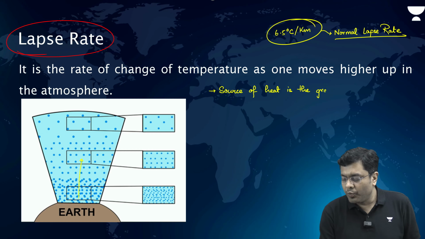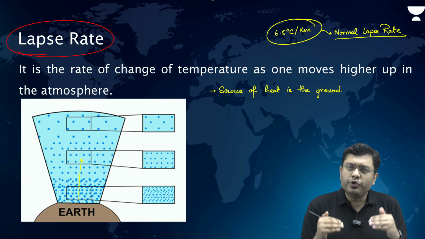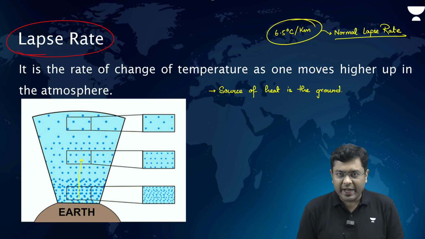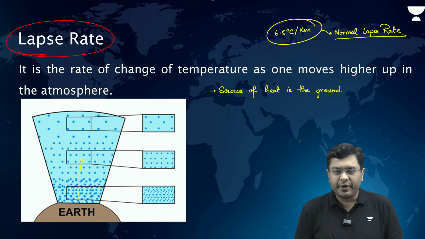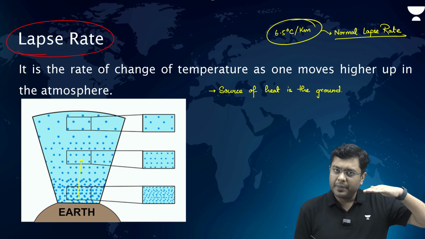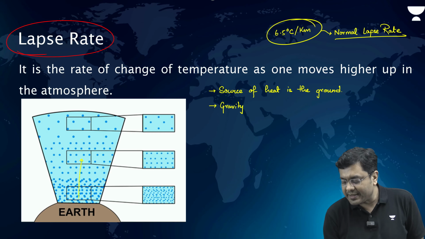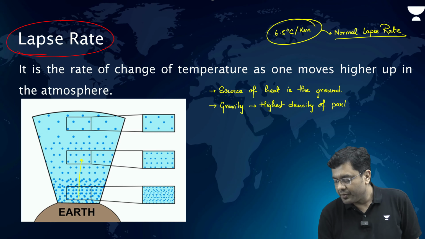Now, another important fact why you have lower temperature higher up is that as you move higher up in the atmosphere, the density of air particles tends to reduce, and reduce quite drastically. Density of air particles is maximum closest to the surface and it tends to reduce higher up. Why? Owing to the force of gravity. Because of gravity, you have the highest density of particles closest to the ground surface.